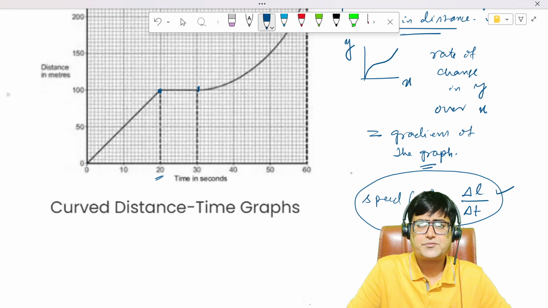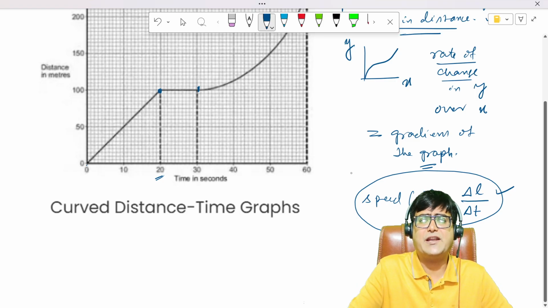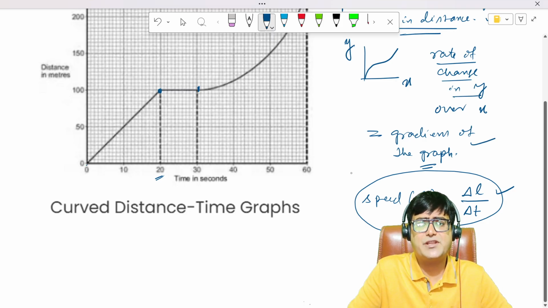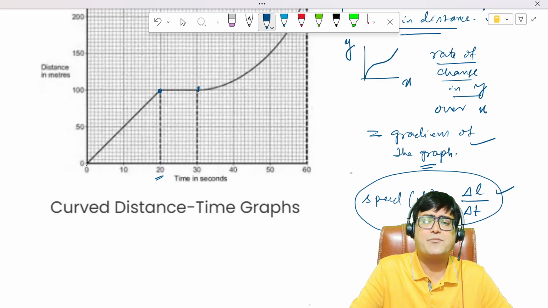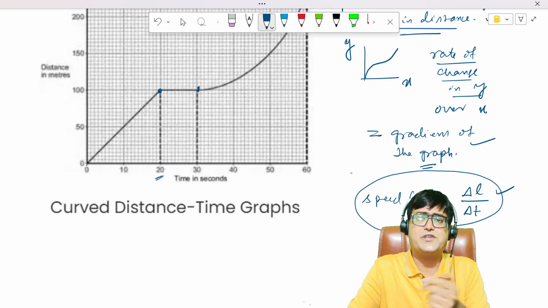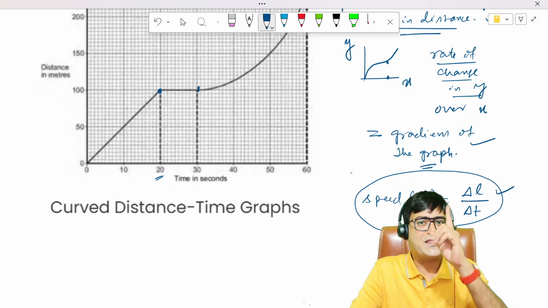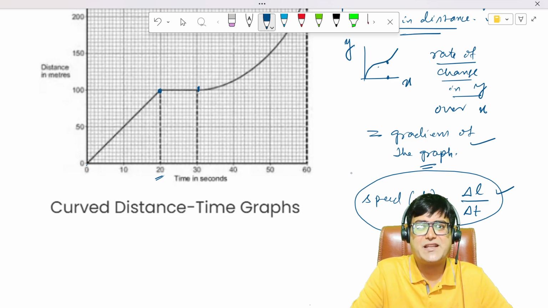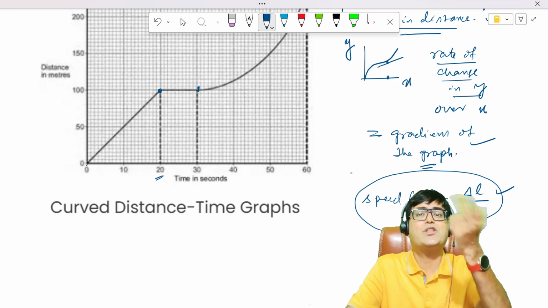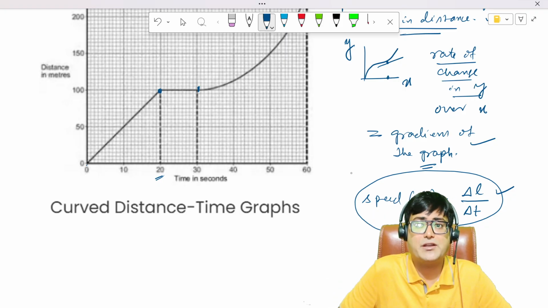Now imagine, as I said, if you have to find the rate of change in y over x, it's simply the gradient of the graph. So all you have to do is find the gradient of the graph at different points. Whenever you want to find the rate of change at a given point, you're going to have to find the rate of change at that corresponding point. What is the gradient of the graph at that exact point? It's basically the gradient of the tangent to the graph at that specific point.